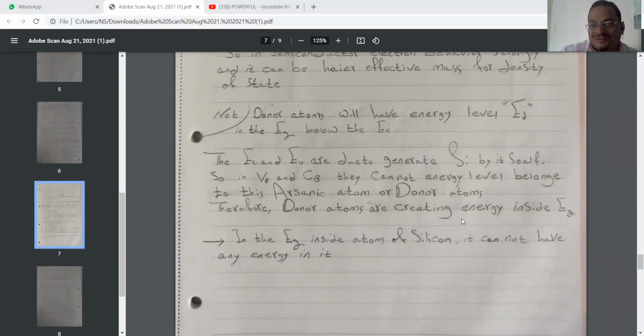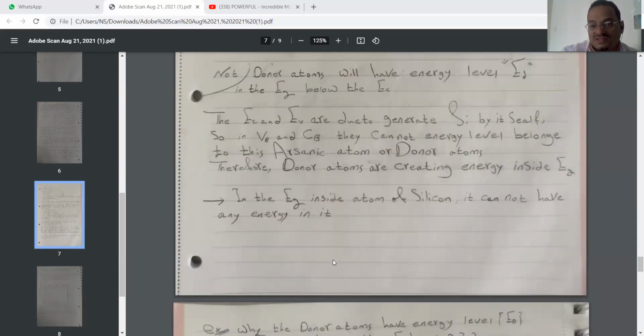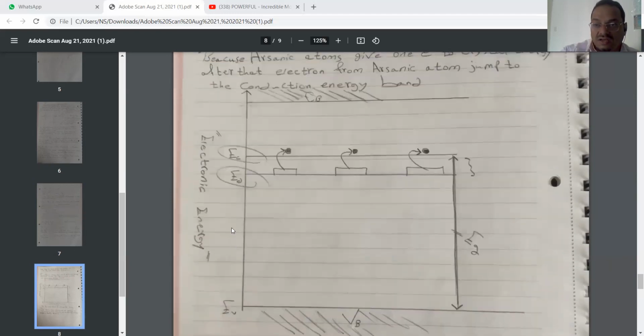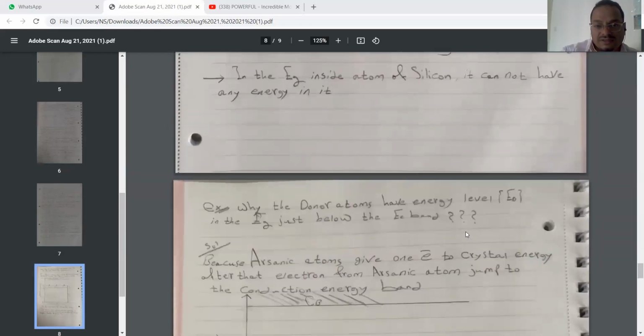But here there is a difference, because EA was low, near EV, near the valence band. But in n-type doping, the donor energy will be near EC, and the electrons will try to jump from the donor energy level to the conduction energy band, like the diagram illustrates to us. Okay, let me complete.